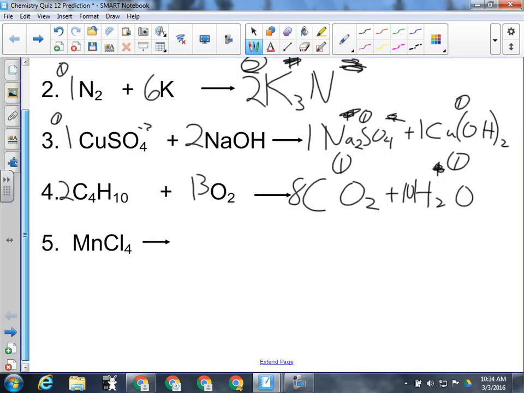Each one is out of 3. So you get 1, and then you get 1 for the balancing. Okay, 1 for each product, and 1 for the balancing.